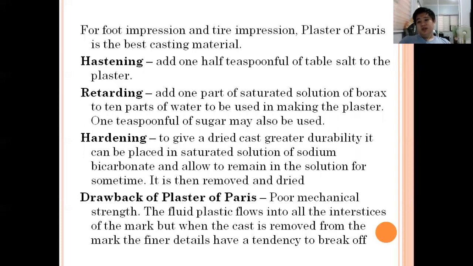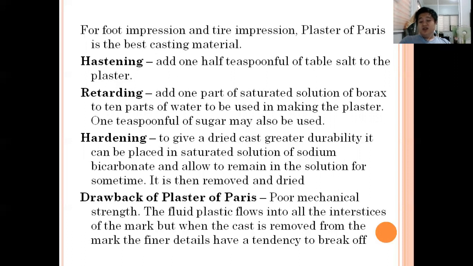So you will just wait for 30 minutes, 40 minutes, and it will now solidify because you add a hastening device or hastening chemical, in order to hasten the transition from liquid to solid. So the most common hastening chemical or hastening device that we are using is table salt. For retarding, that is to improve the reaction of plaster of Paris when we are going to use it in this specimen. Commonly, the thing that is added is, of course, borax. At the same time, 10 parts of water to plaster of Paris.